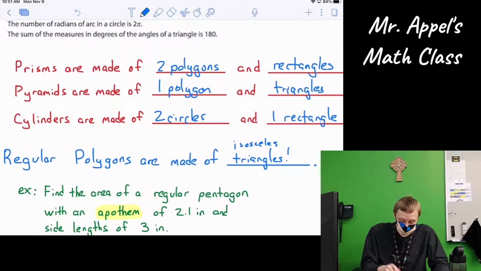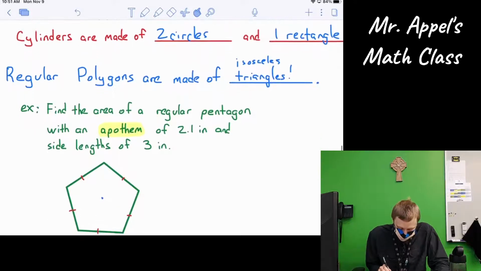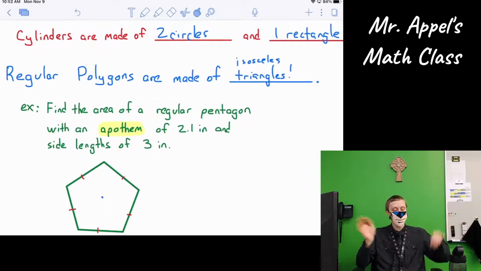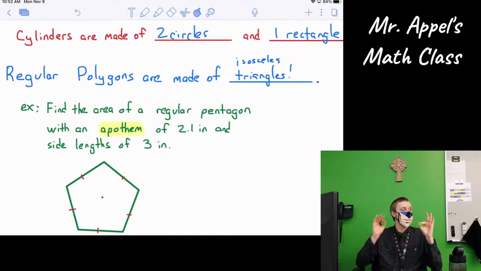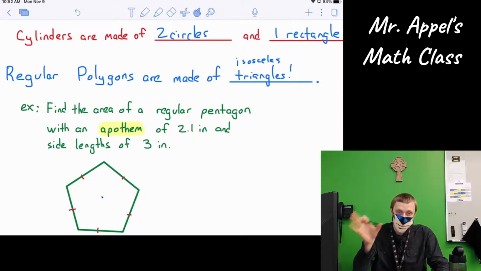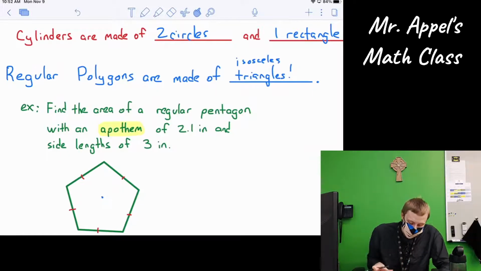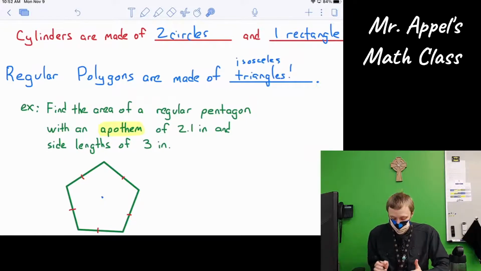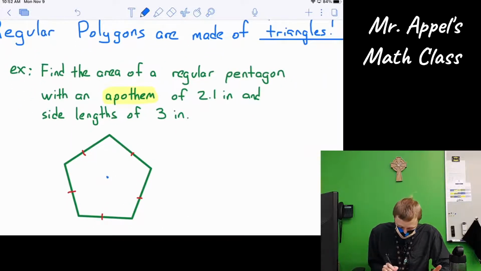Now, here is an example of how we're going to use this, because we're not just going to draw any triangles. We want to draw from the center. We're going to slice it up like a pie. Okay? Area of a polygon, slice it like a pie. So to find the area of a regular pentagon with apothem of 2.1, that was a new vocabulary word. That was in your reading this weekend. I hope you wrote that down. And side lengths of 3 inches. Okay, side lengths of 3 inches, we know that part. That's these guys out here, right? That guy's 3, that guy's 3, that guy's 3, good.